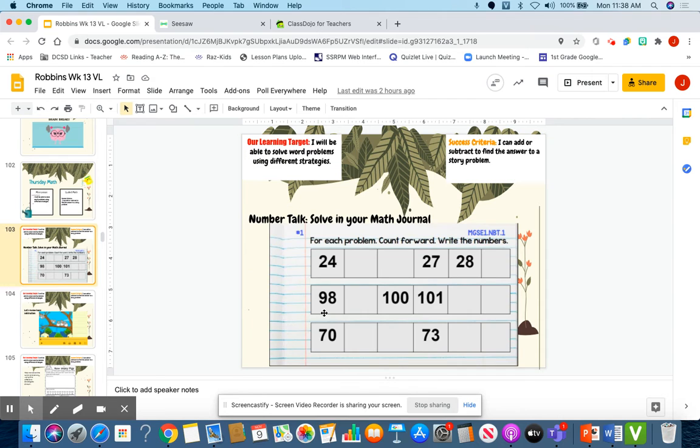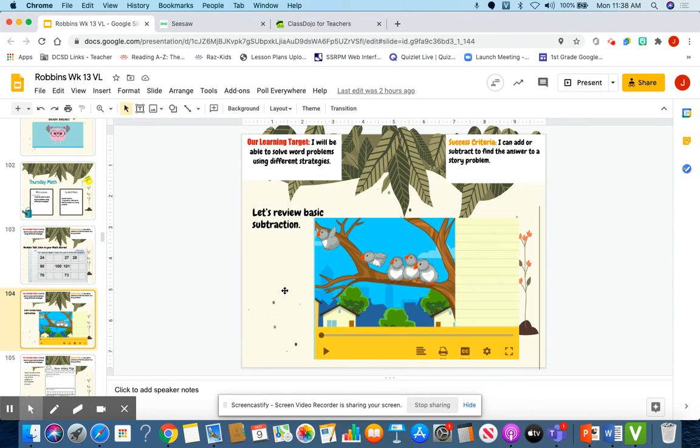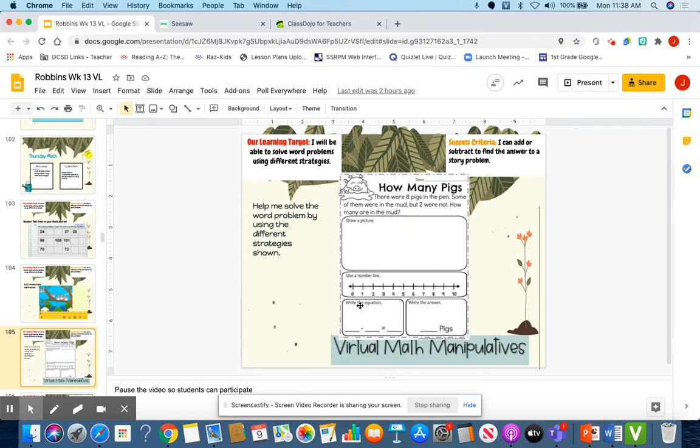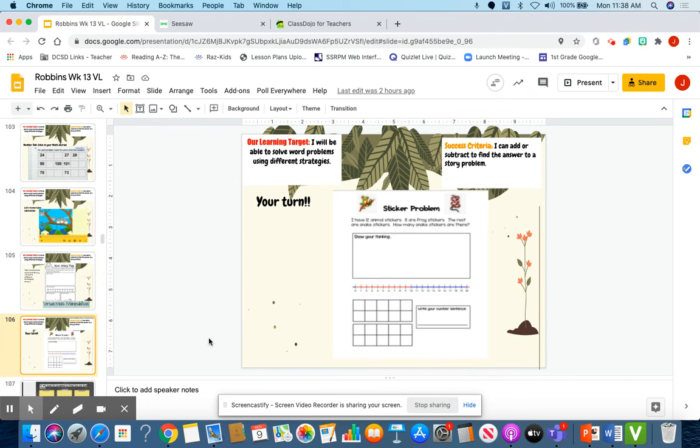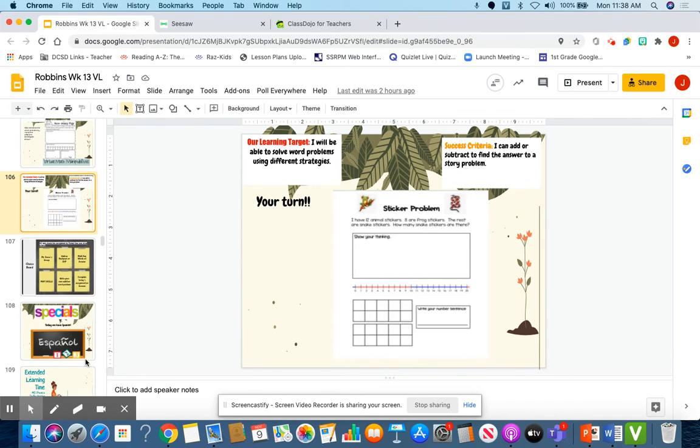In math, we're looking for the students to count forward and write the numbers that are missing here. And we were also going to look over basic subtraction. And then they will have another word problem to practice in Seesaw.